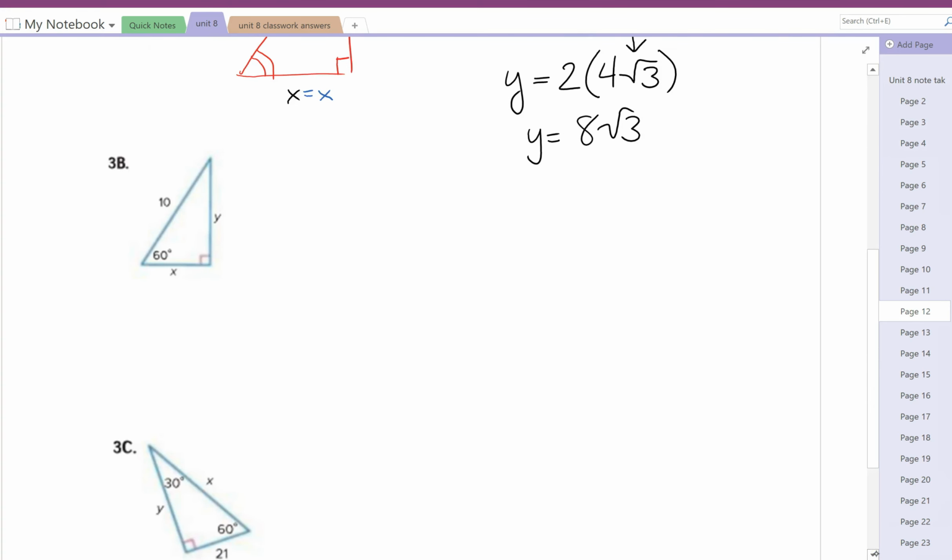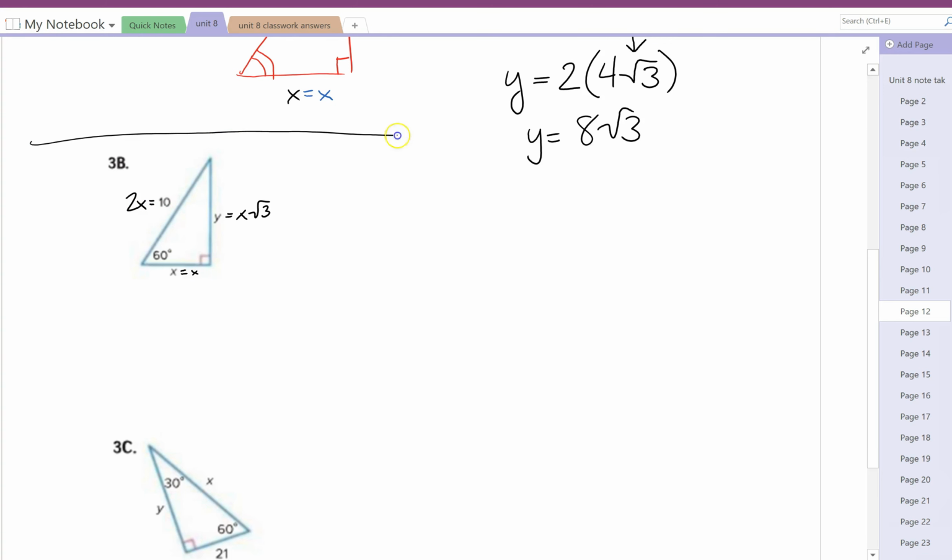3b, I'm going to do the same thing. I know that 2x is the hypotenuse. Y over here is just x times the square root of 3, and x is just x. Which one of these three equations can I actually solve to figure out what a variable is equal to? Here I have two variables, can't do it. X equals x tells me nothing. 2x equals 10, that I can solve for.